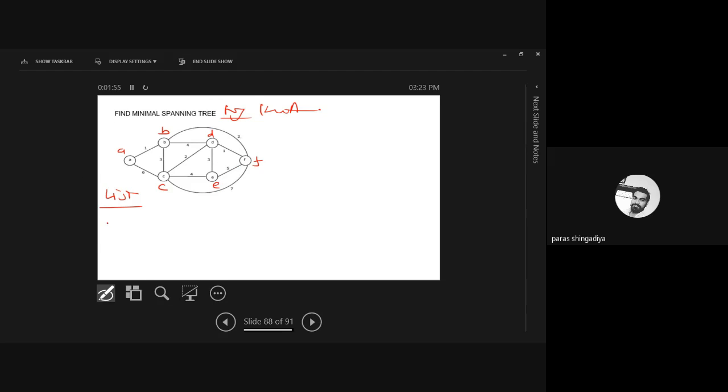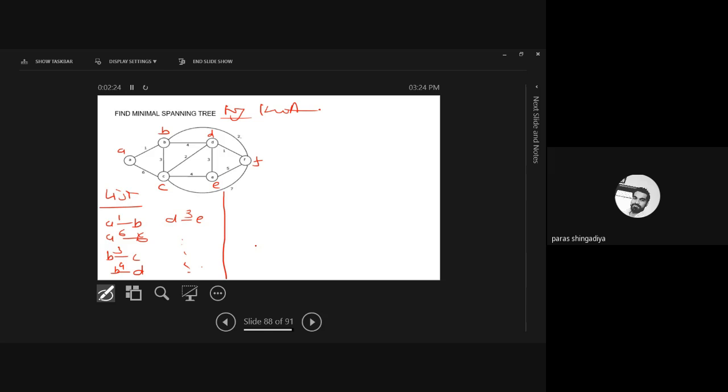So first, in between A to B, that is weight 1. Then A to C, that is weight 6. Clear? Then B to C, that is weight 3. Then B to D, that is weight 4. Then D to E, that is weight 3. Clear? And so on. That is step 1. जितने भी एज है वहां पे आपको मेंशन कर देना. ठीक है.